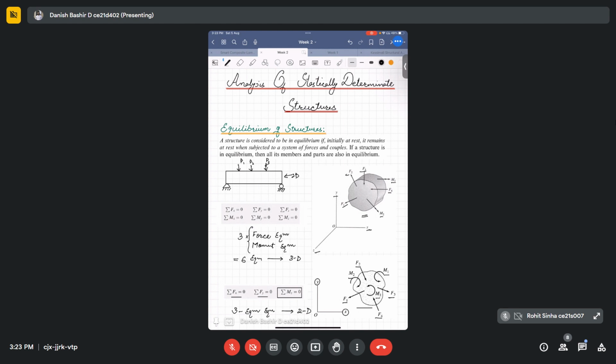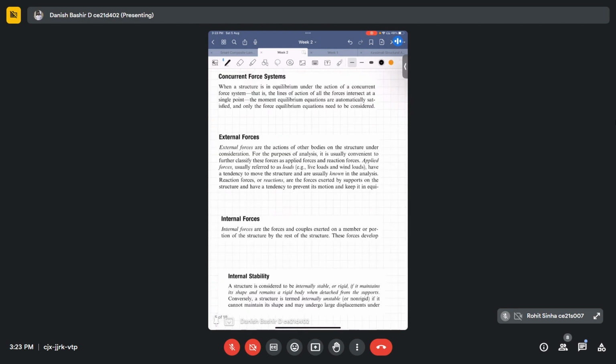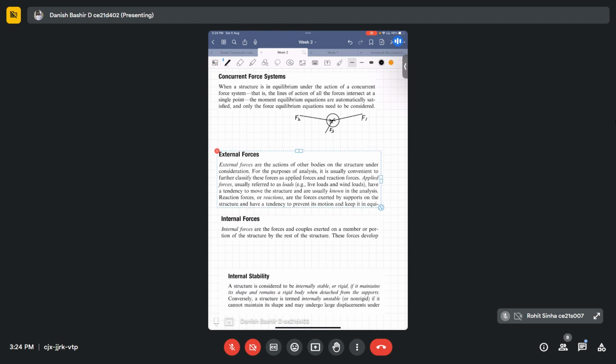After this, coming to other things, one more thing is, if there is a concurrent force system, for example, if it's a circular body with its center like this, being acted upon by different forces like F1, F2, F3. It's clear that F1, F2, F3 all have different directions. But what is common is that they are passing through the same point.